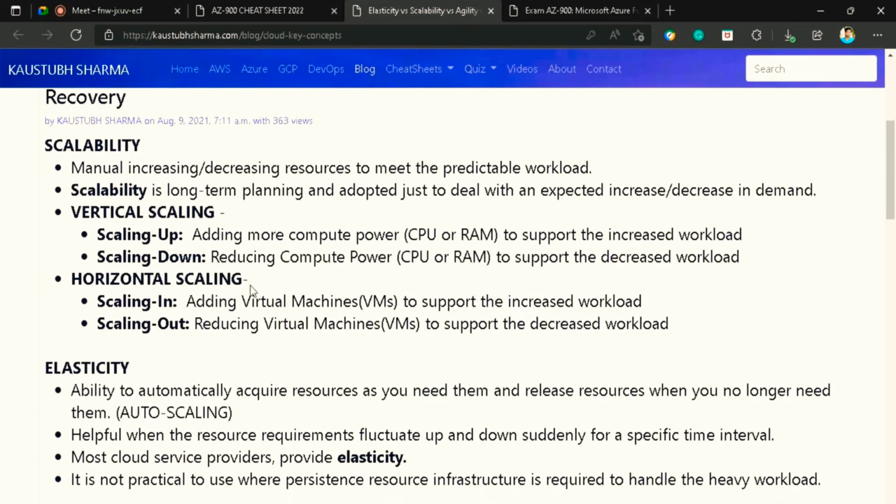Now the horizontal scaling is scaling in and scaling out. Scaling in means we are adding more virtual machines to support that workload. And scaling out means we are reducing the virtual machines. Now have you got confused between these two? Here also we are adding compute power. Yes, I got confused. So for that, let me give an example.